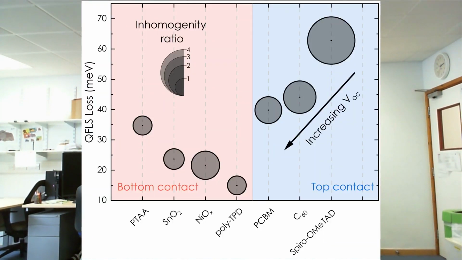We looked at some of the commonly used transport layers and ranked them in our paper according to how much inhomogeneity they add. Here the size of the bubbles is indicative of how much inhomogeneity it added to the perovskite, for example. So that's basically all the data from the paper.